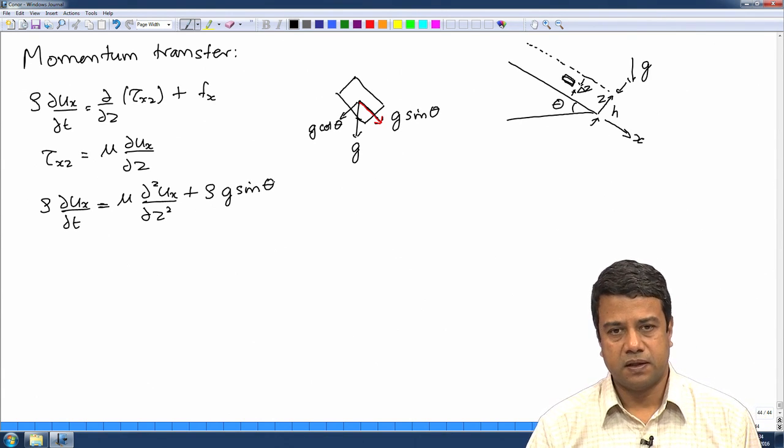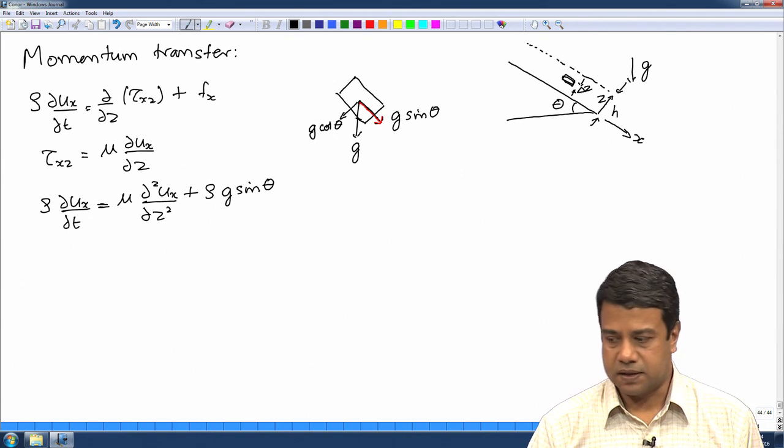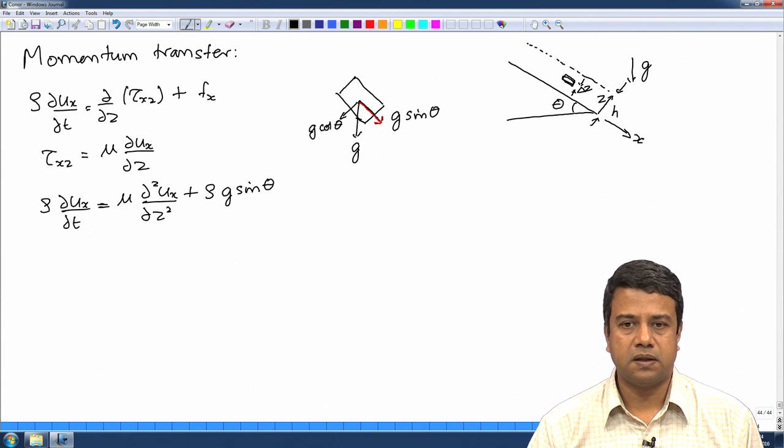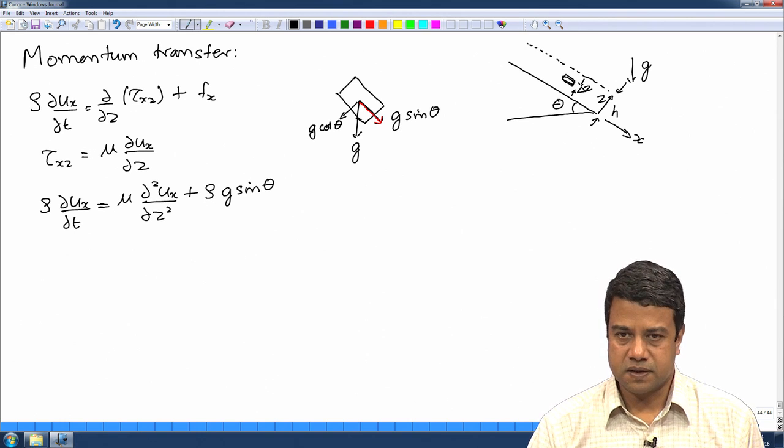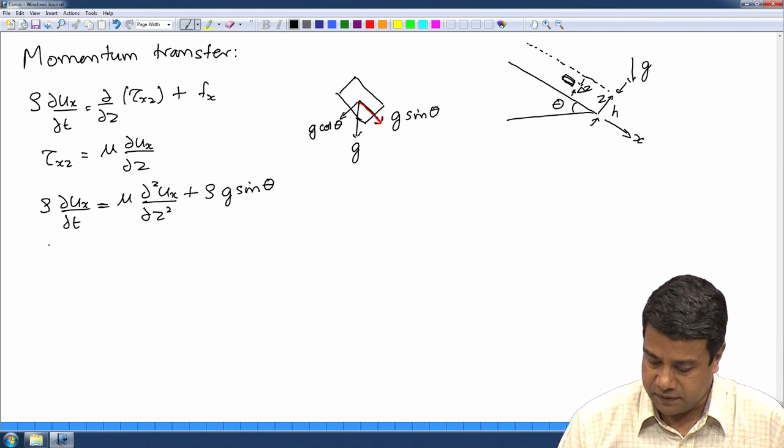Okay. So, that is the conservation equation in this case for this flow down an inclined plane. And now we can ask what is the velocity profile. First, what is the steady velocity profile?